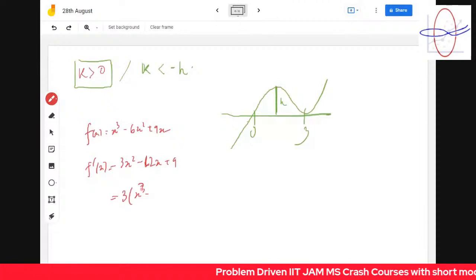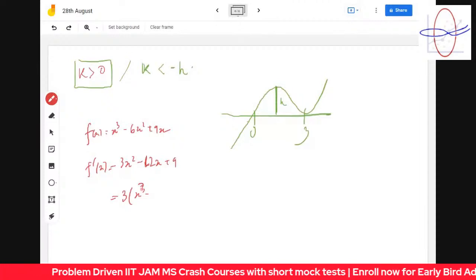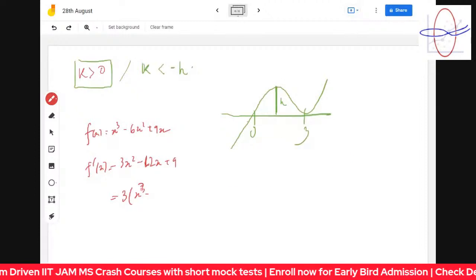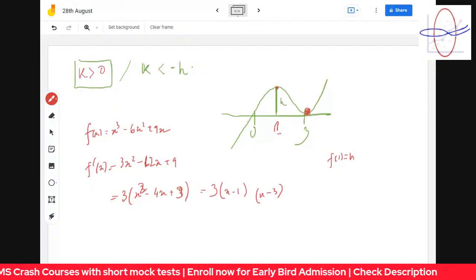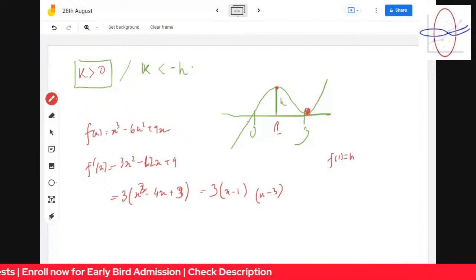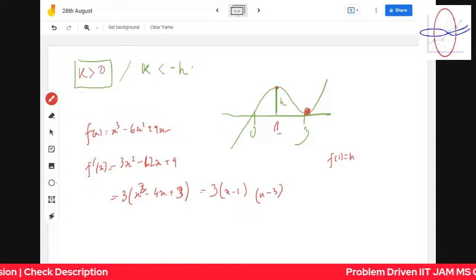So that's the beauty of curve tracing, okay? You can actually interpret the curve without doing the entire thing, without doing the double derivatives. That's the intuition. That's the beauty of it. So f of 1 is equal to h.